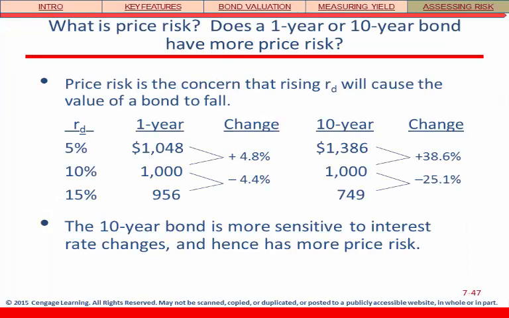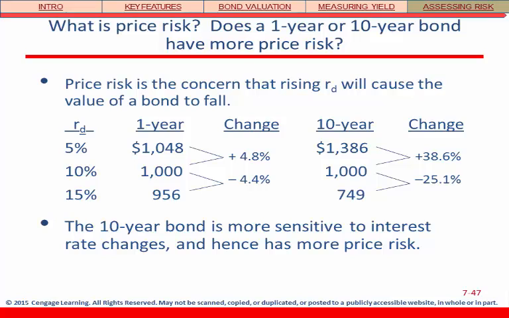Okay, so those were a couple ways that you could measure yield. How could you go about assessing risk? Well, one of the things that we really need to talk about is price risk. And what is price risk? Price risk is just that you're worried that interest rates may go up, so your price might go down, right? So you have to be worried about what interest rates may do to prices.